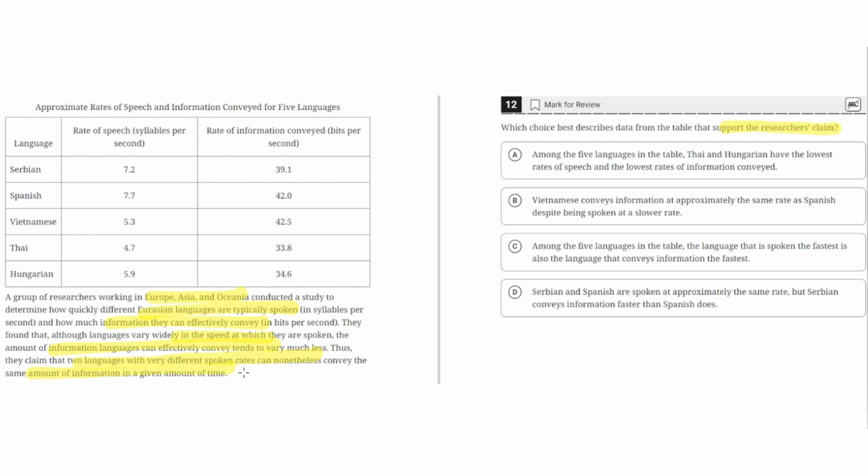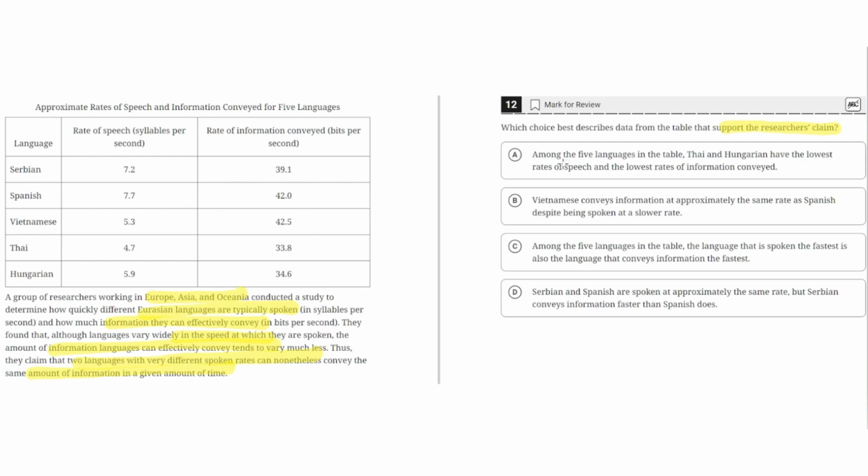So the claim here is that two different languages with different spoken rates can convey the same amount of information in a given amount of time. So now let's look at the answer choices to see which choice supports this claim. So one of the key notes here is that one or two of these answer choices usually have incorrect information, where they don't draw the information correctly from the chart.